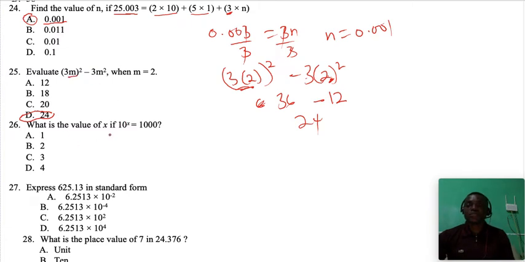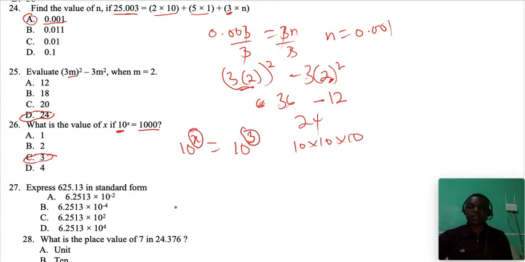What is the value of x if 10 raised to power x equals 1,000? So you have to use indices, change 1,000 into indices base 10. So 10 raised to x is equal to 10 raised to power 3. Why? Because 10 times 10 times 10 will give us 1,000. So now comparing the powers, x is equal to 3. Then choose that one as your answer.